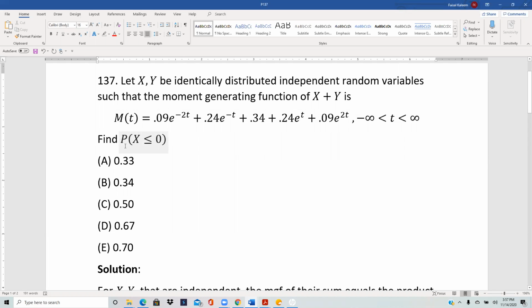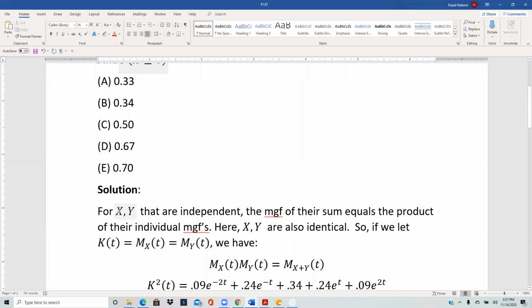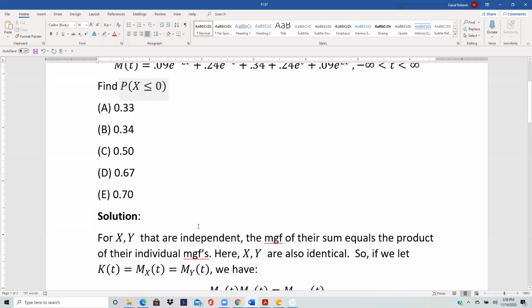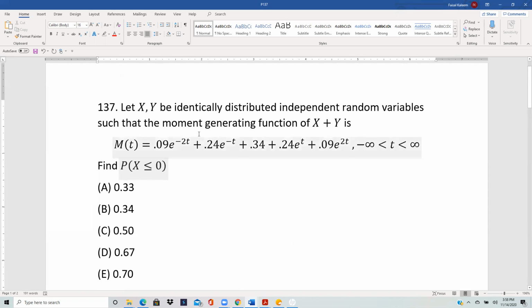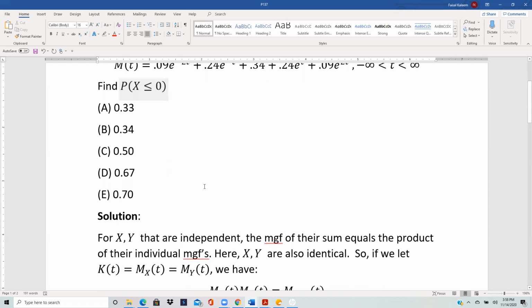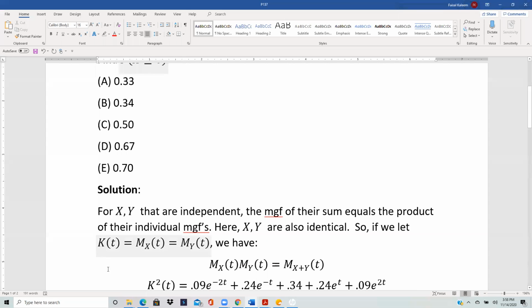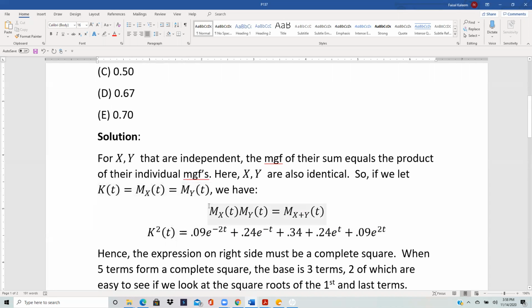So we know that for independent variables X and Y, the MGF of their sum equals the product of their individual MGFs. Now in this case, not only are they independent, but they're also identical, so they will have the same MGF. Let's call the common MGF K of t. So K of t is the MGF of both X and Y, and the product of the two is equal to the MGF of the sum.